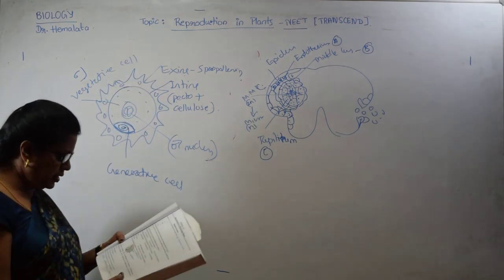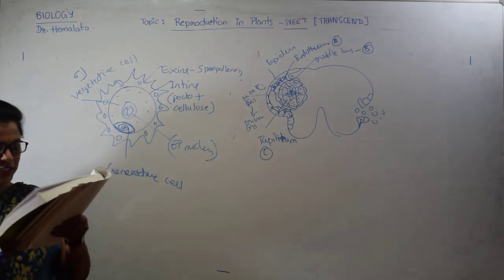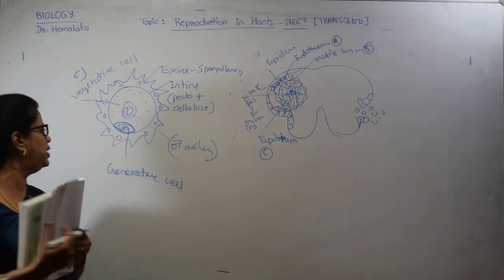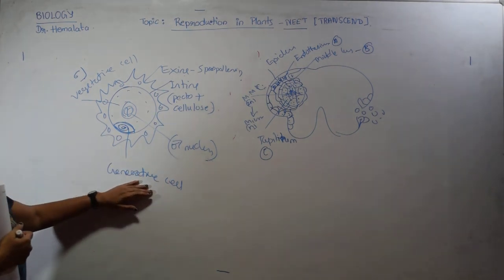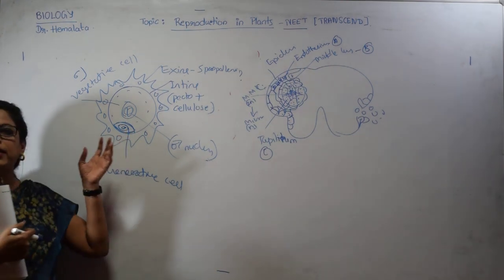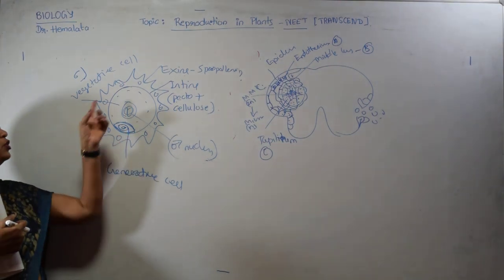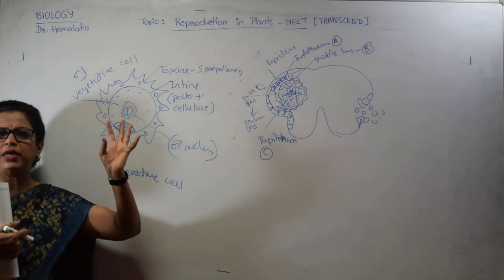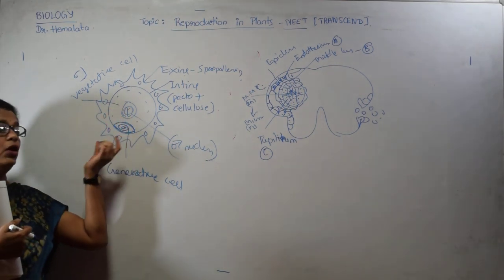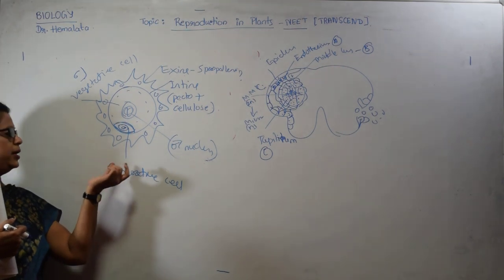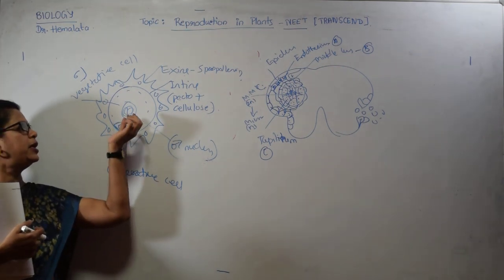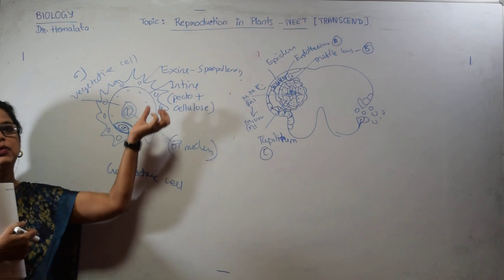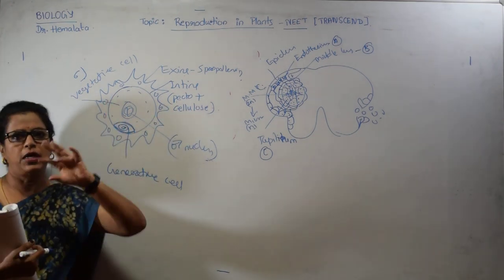So what is given in the third statement: generative cell is bigger and contains abundant food reserve. But the generative cell is not bigger; it is smaller and contains less reserves or no reserves, but the vegetative cell is the larger one and contains a lot of reserve materials. And as I told you, we already discussed, the generative cell later detaches and starts floating in the vegetative cell cytoplasm.